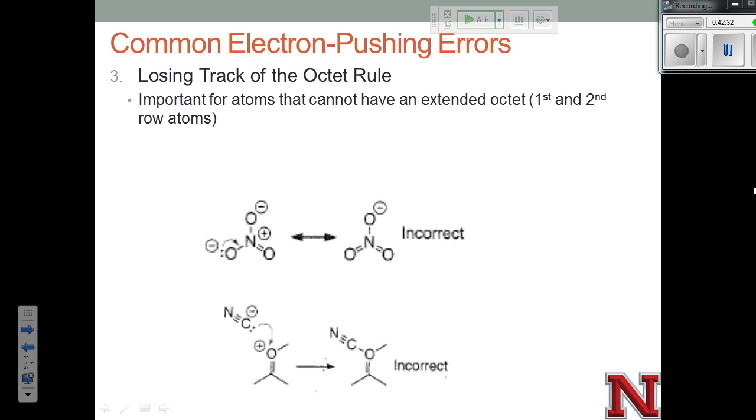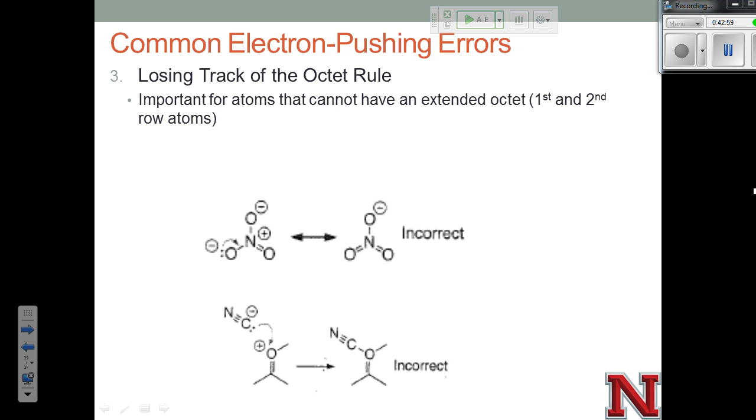Another big thing, losing track of the octet rule, especially for compounds that have lone pairs that aren't being shown. So here, our NO2 is kind of weird because it always has a charge. This has a negative charge and this has a positive charge, so this might seem reasonable, but it's not reasonable because nitrogen cannot have 1, 2, 3, 4, 5 bonds, which means it has 10 electrons.